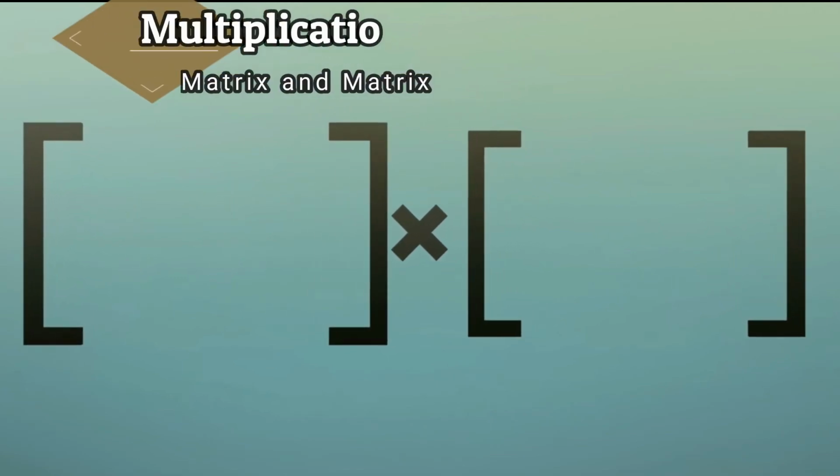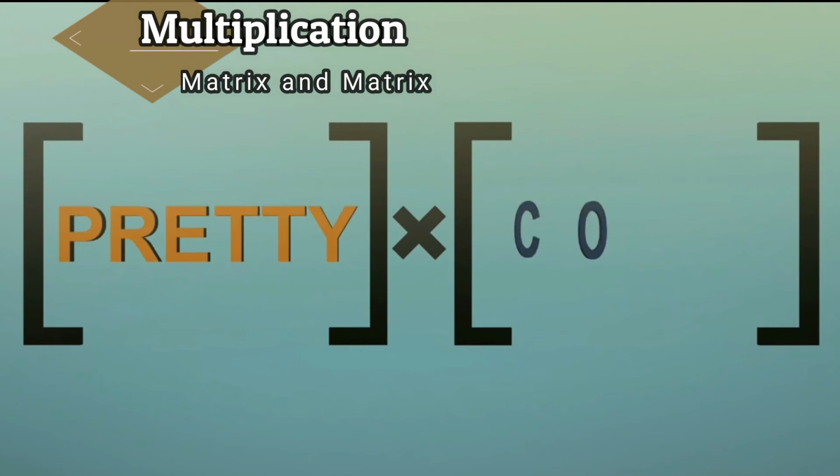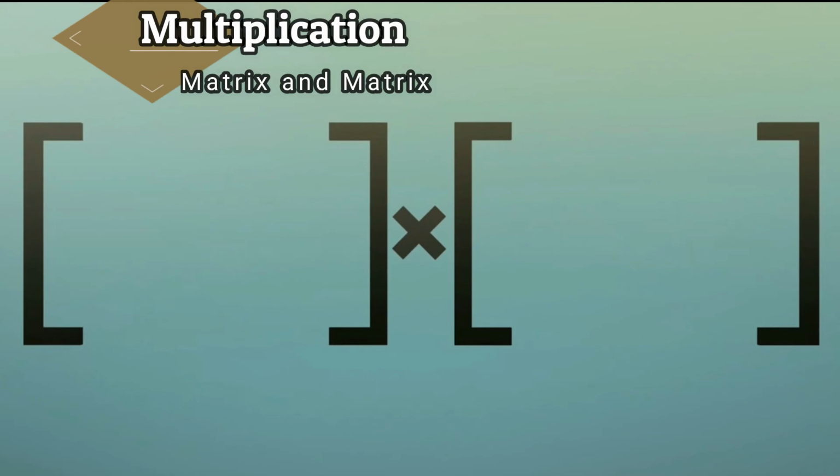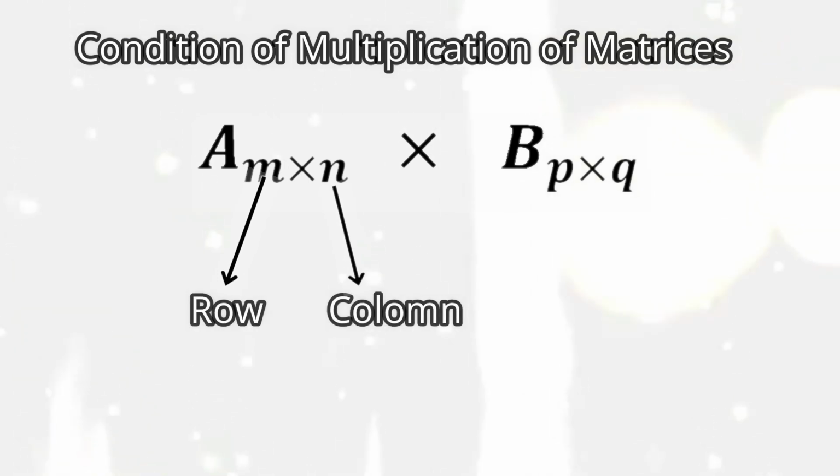The multiplication of matrices is not as simple as addition. It's a unique process, or I call it a pretty cool process. For multiplication between matrices, there's a condition that you need to check before you multiply. So, for example, there's a matrix A, and the dimension is m by n. It means m represents how many rows are in matrix A, and n represents how many columns are in matrix A.